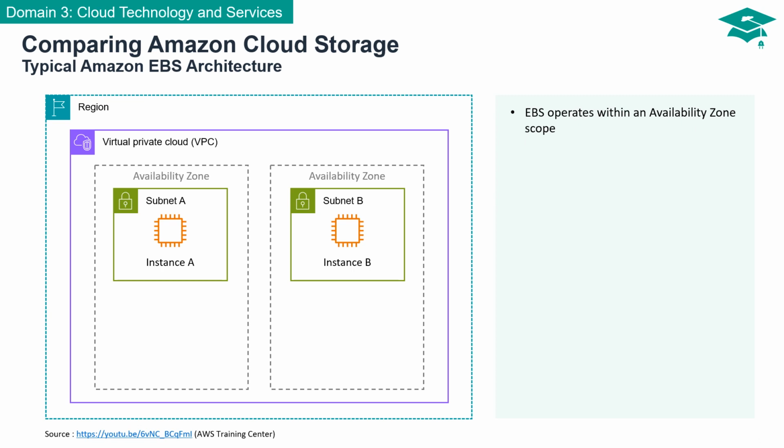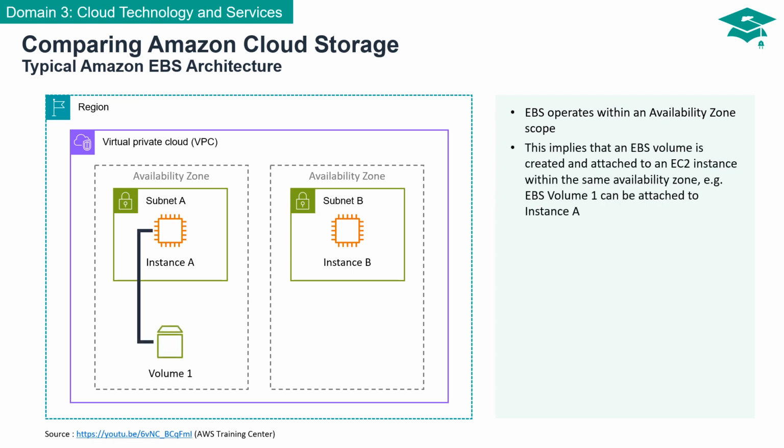Let's take a closer look at the typical Amazon EBS architecture. In the diagram, you'll notice that there are two different availability zones. Instance A is located within one availability zone, while Instance B is situated in a different availability zone. It's essential to understand that EBS operates within an availability zone. But what does this mean? This implies that an EBS volume is created and attached to an EC2 instance within the same availability zone.